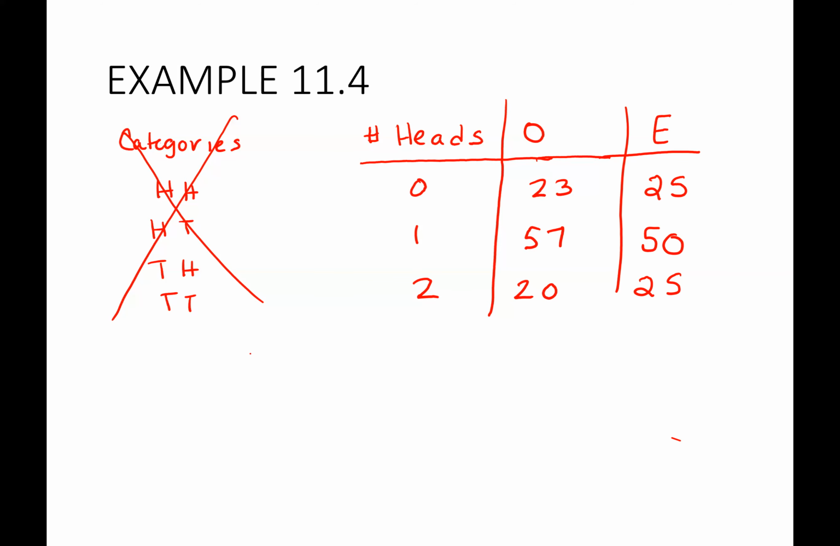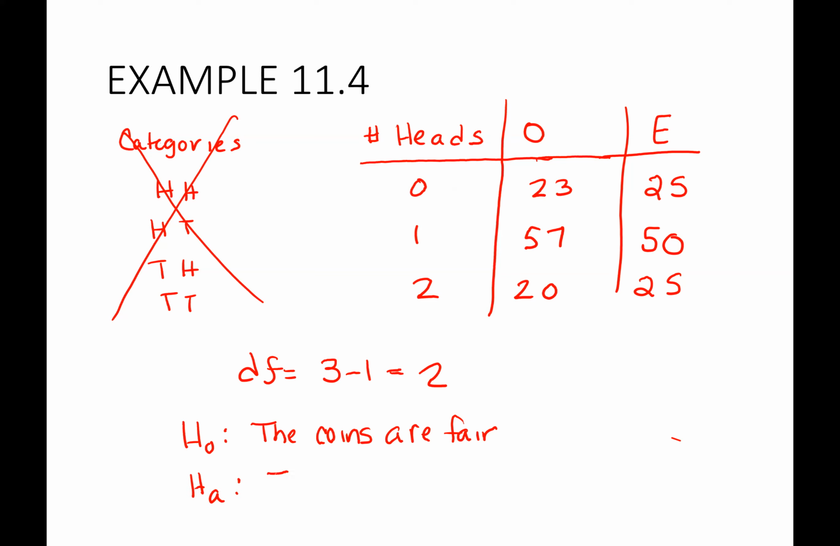Okay, so the degrees of freedom here: the categories I created, there are 3 of them, 0, 1, and 2. So that's 3 minus 1, which is 2. Our null hypothesis would be that the coins are fair. The coins that I'm using in this experiment are fair, or they're not.